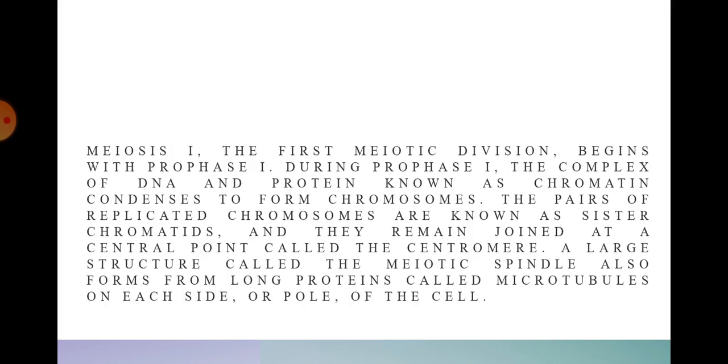Meiosis I, the first meiotic division, begins with Prophase I. During Prophase I, the complex of DNA and protein known as chromatin condenses to form chromosomes. The pairs of replicated chromosomes are known as sister chromatids, and they remain joined at a central point called the centromere. A large structure called the meiotic spindle also forms from long proteins called microtubules on each side, or pole, of the cell.